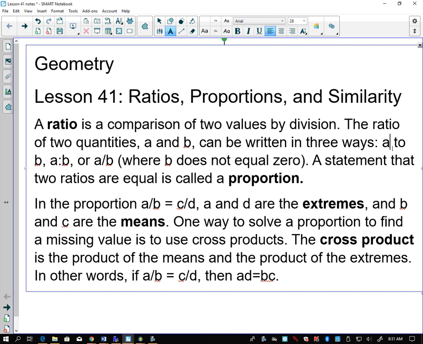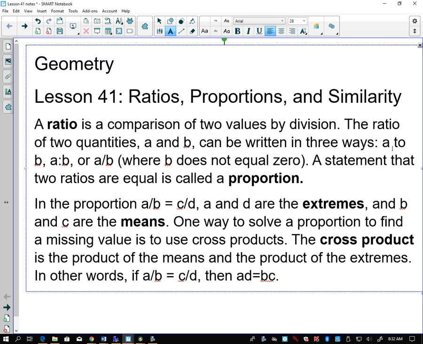A statement that two ratios are equal is what we call a proportion. Whenever I have a fraction equal to another fraction, we call it a proportion. Just a fraction is a ratio. In the proportion A over B equals C over D, A and D are the extremes. B and C are the means. When we talk about geometric means, we're talking about the bottom left and the top right. That's a lesson for another day. So top left and bottom right are the extremes. Bottom left and top right are the means, or the averages.